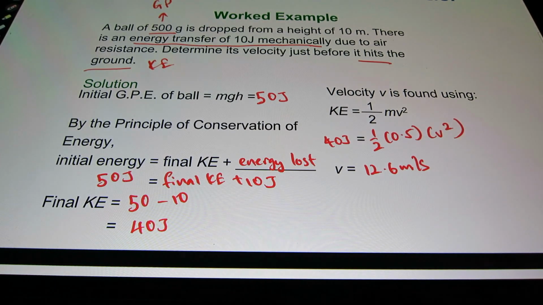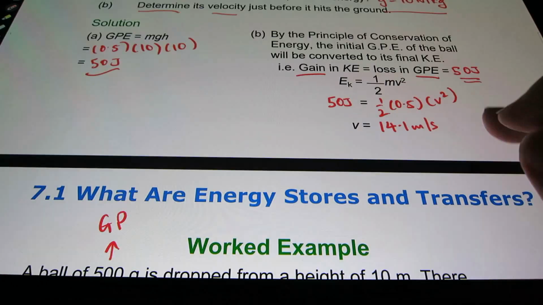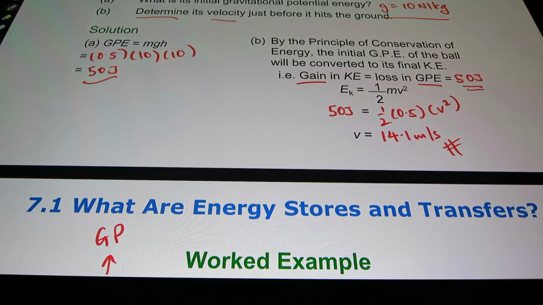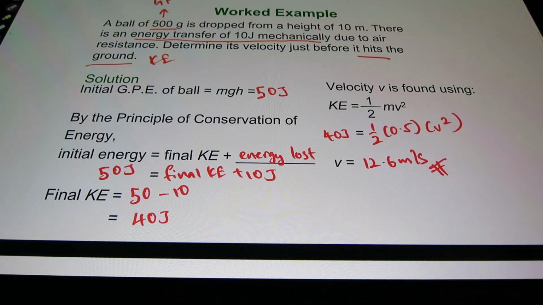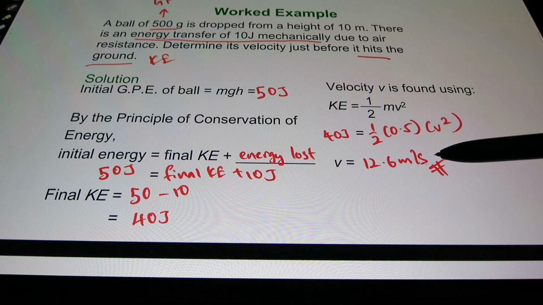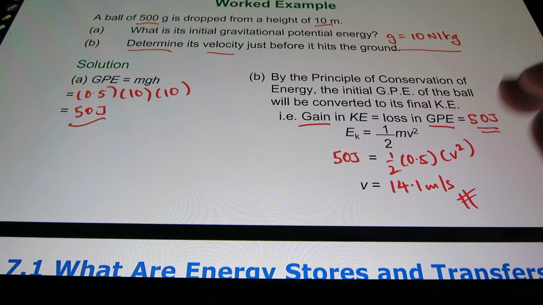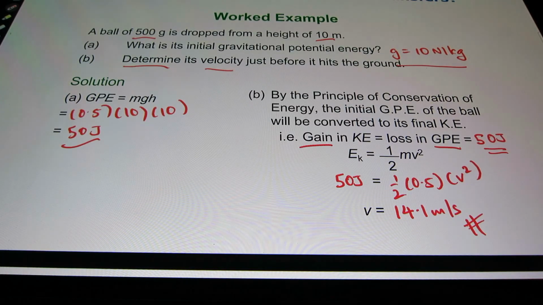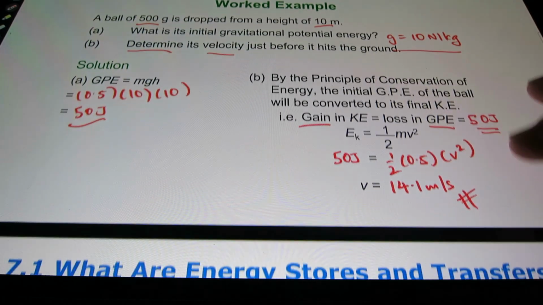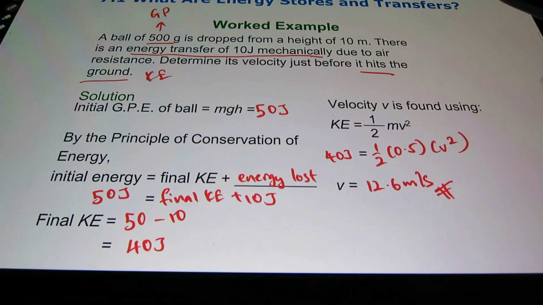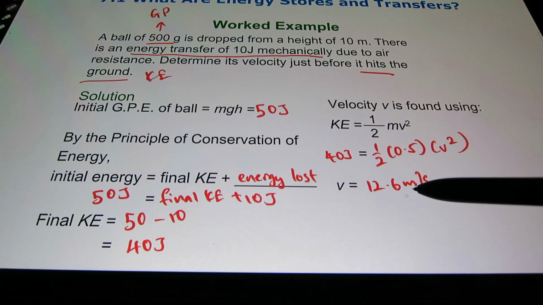Now, if you compare the answer here and the answer here, it makes sense because this object is traveling slower. It has less kinetic energy compared to the previous case where I did not have any energy being transferred out of the system into the surroundings. Over here I have energy being transferred to the surroundings, that's why my speed is less.